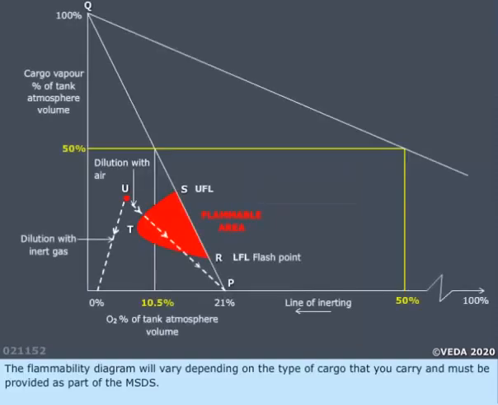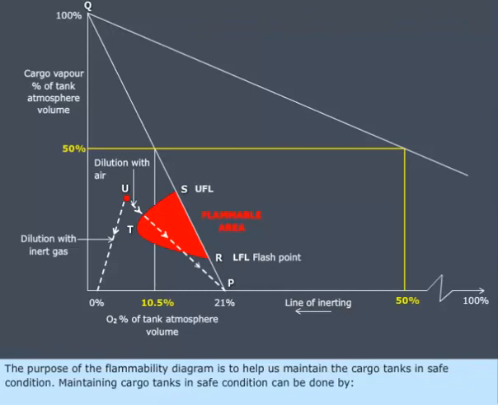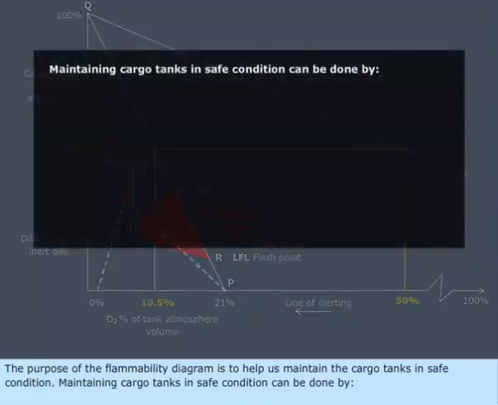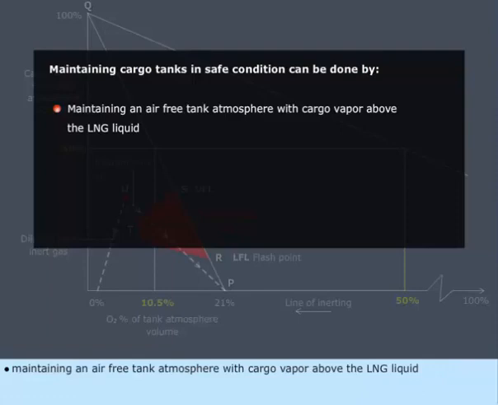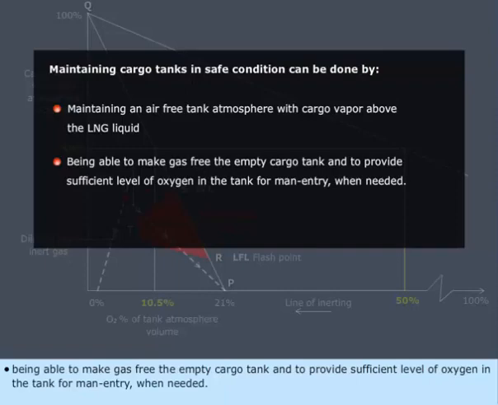The flammability diagram will vary depending on the type of cargo that you carry and must be provided as part of the MSDS. The purpose of the flammability diagram is to help us maintain the cargo tanks in safe condition. Maintaining cargo tanks in safe condition can be done by maintaining an air-free tank atmosphere with cargo vapor above the LNG liquid, being able to make gas-free the empty cargo tank and to provide sufficient level of oxygen in the tank for man entry when needed.